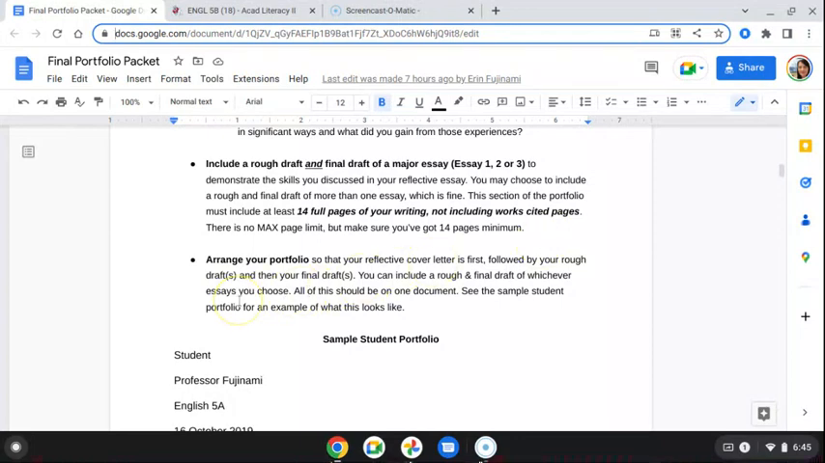Once you have gathered all of those things, then you need to arrange your portfolio. So your reflective cover letter comes first, followed by your rough drafts, and then your final drafts. And you can include a rough and final draft of whichever essays you choose. In your midterm, you used essay 1 and 2, and now I would prefer for you to definitely have essay 3 in there. But if for some reason you want to take essay 1 or essay 2 out, you can do that.